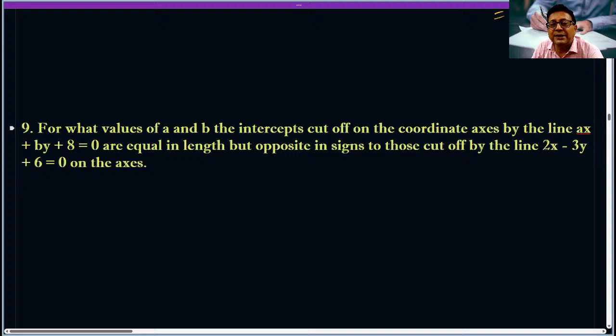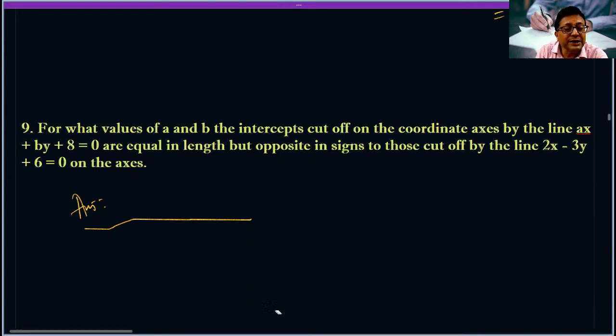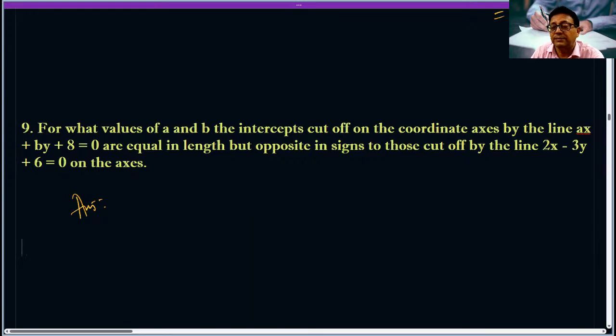For what value of a are the intercepts cut off on the coordinate axes by the lines equal in length but opposite in sign? So this is the work of intercept form only. Nothing else is there. Just express both the lines in intercept form. Then it is done. Just do it before I do it here.